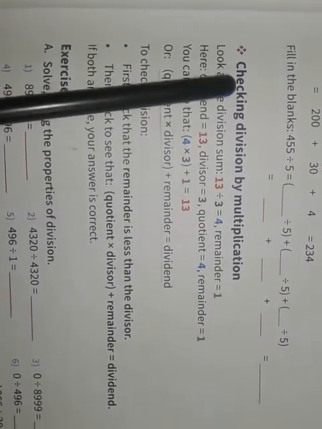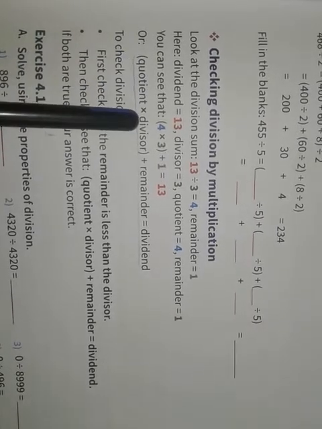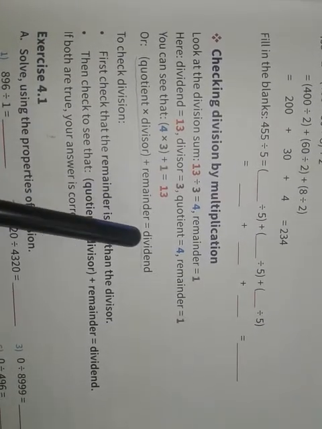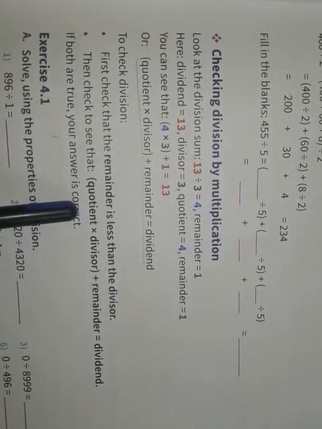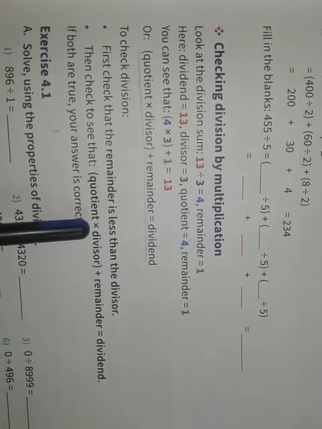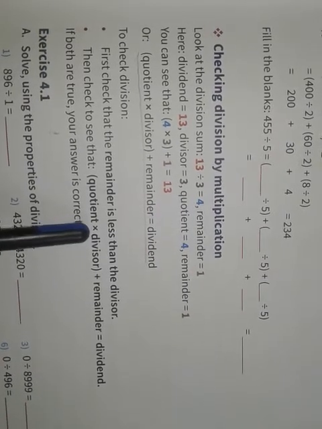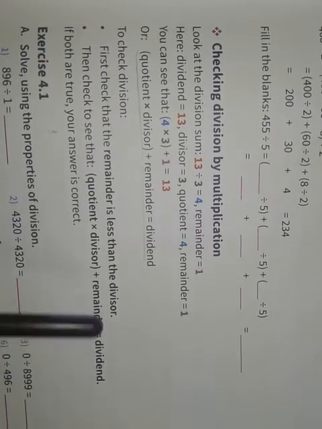One more thing we have to study in this topic: checking the division by multiplication. And we have a rule here: quotient into divisor plus remainder equals dividend. So this is the rule to check the division. Okay, so here quotient into divisor plus remainder equals dividend.